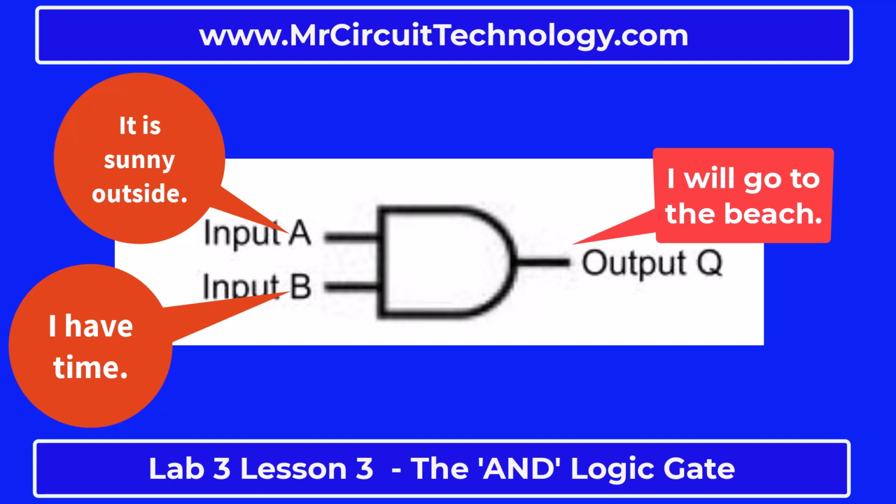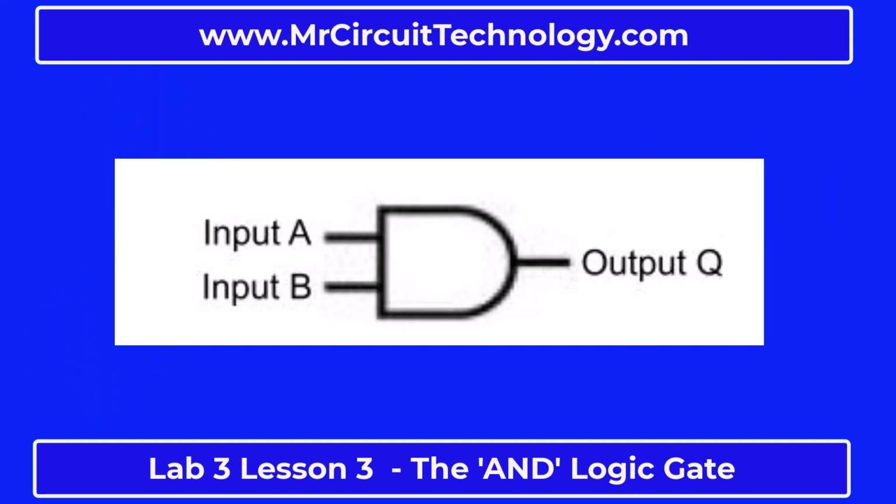Here is the symbol for a two-input AND digital logic gate. Look at it carefully. The symbol has a flat bottom and top with a curved right side, and it has two input lines on the left and one output line on the right.